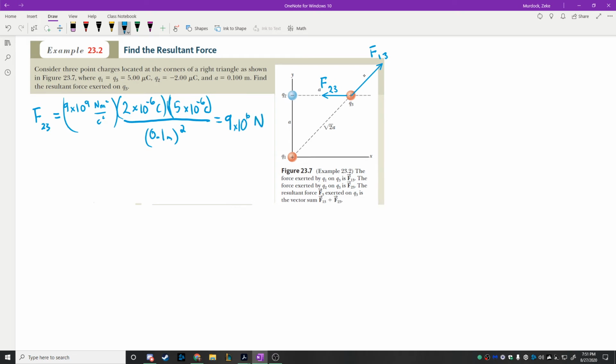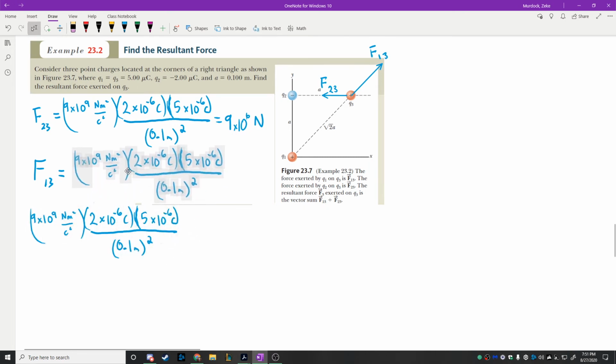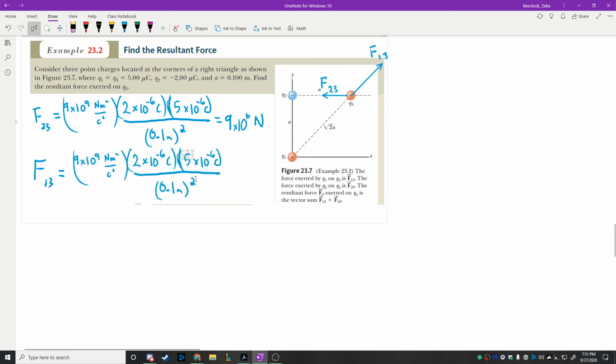What do you guys think? Cool. All right, same thing for the other one. It's going to be really similar. In fact, it's so similar that what we're going to do is we're just going to take this whole thing, we're going to copy it, paste it down here, and just drag it up here. And we'll just go in and change some numbers.